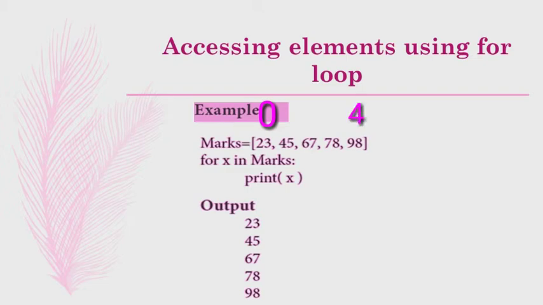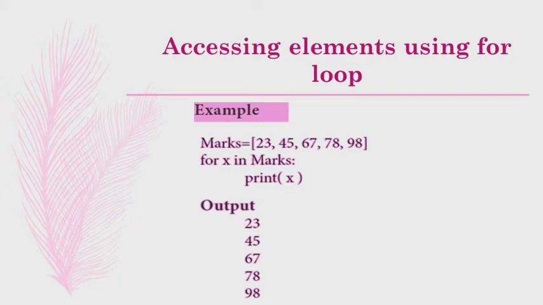4 is the last index value. So check whether the last index value is reached or not. We have not reached the last value till now, so this condition is true. Print x. What is the x value? Index position 0, so 23 will be printed on the output screen.